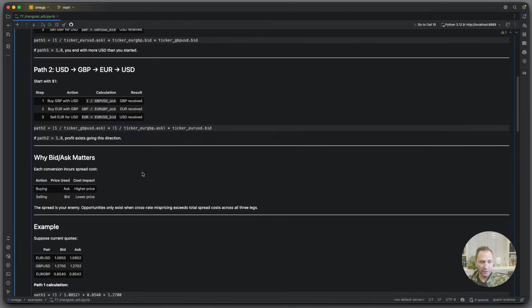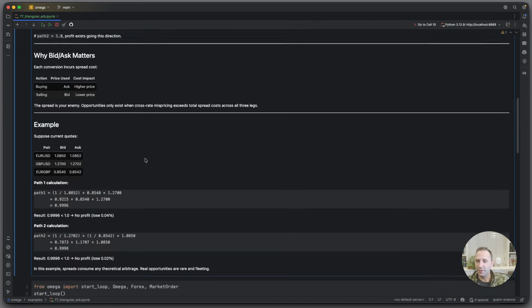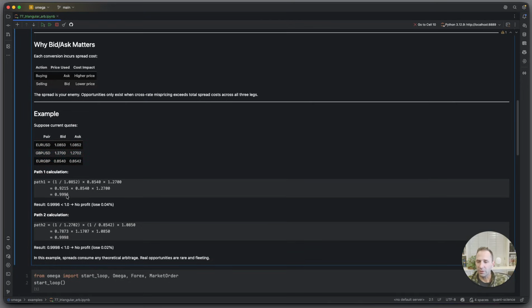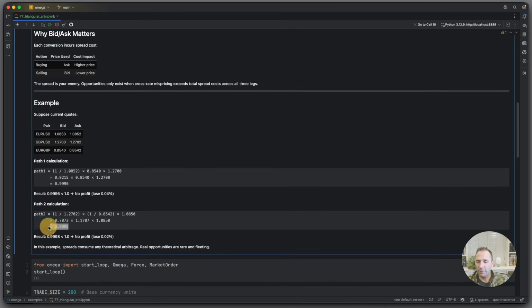So the bid ask in this case actually matters because you are incurring the cost of the spread. And look, if none of this makes any sense to you, don't worry. We're just trying to show you how algorithmic trading works in Python. Okay, so a quick example: you've got a pair, Euro US dollar, the bid ask, the GBP US dollar, the bid ask, and the Euro GBP, the bid ask. You do the calculations and you can see that the result is 0.9996, which is less than 1, no profit. Similarly, the second path, 0.9998, less than 1, so no profit.